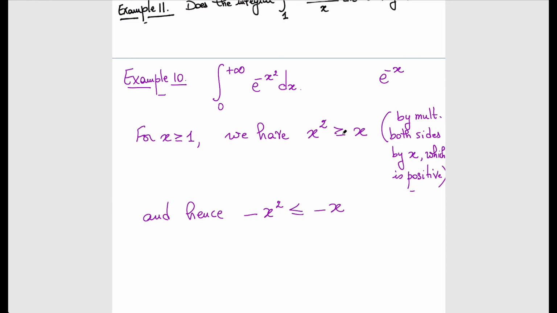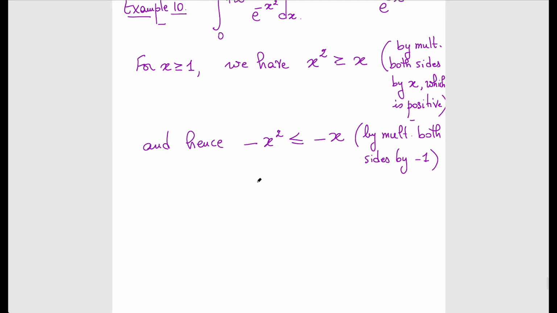Again, why? Because I multiplied both sides by -1, which amounts to reversing the inequality sign because I'm multiplying by a negative quantity. Okay, so we got this up to this point. For x greater than or equal to 1, we have this domination, and then let's apply the exponential function with base e to both sides. The exponential function with base e is an increasing function, correct?